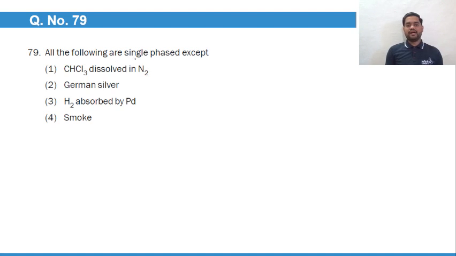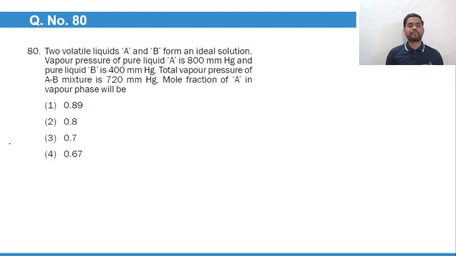All the following are in single phase except this one. If you can see, smoke is a colloid, which is not homogeneous, it's a heterogeneous solution. So 79, option number 4 will be the best option.